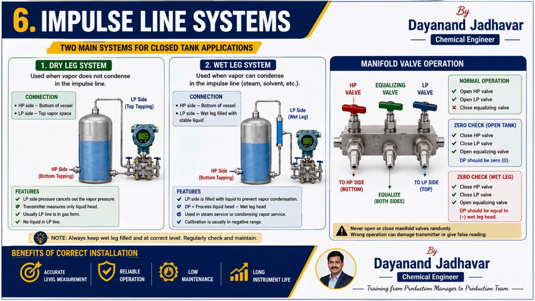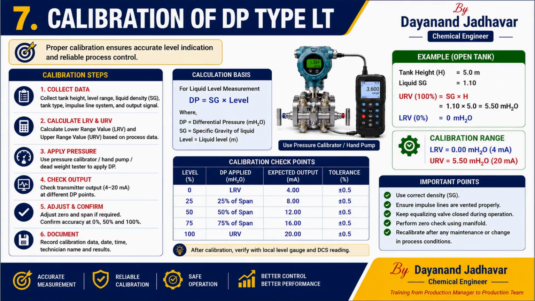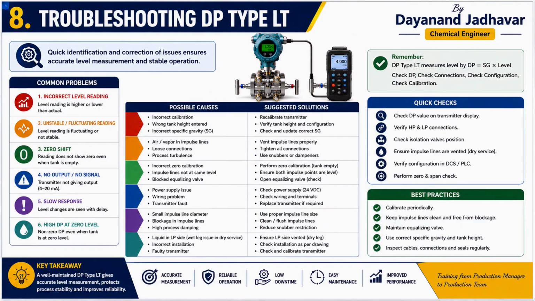For clean liquid service, we use impulse line type DPLT. For open tanks, single flange type can be used. For closed tanks, vacuum service, corrosive liquid, viscous liquid, or slurry service, double flange or remote seal capillary type DPLT is preferred. In closed tanks, we use two systems: dry leg and wet leg.